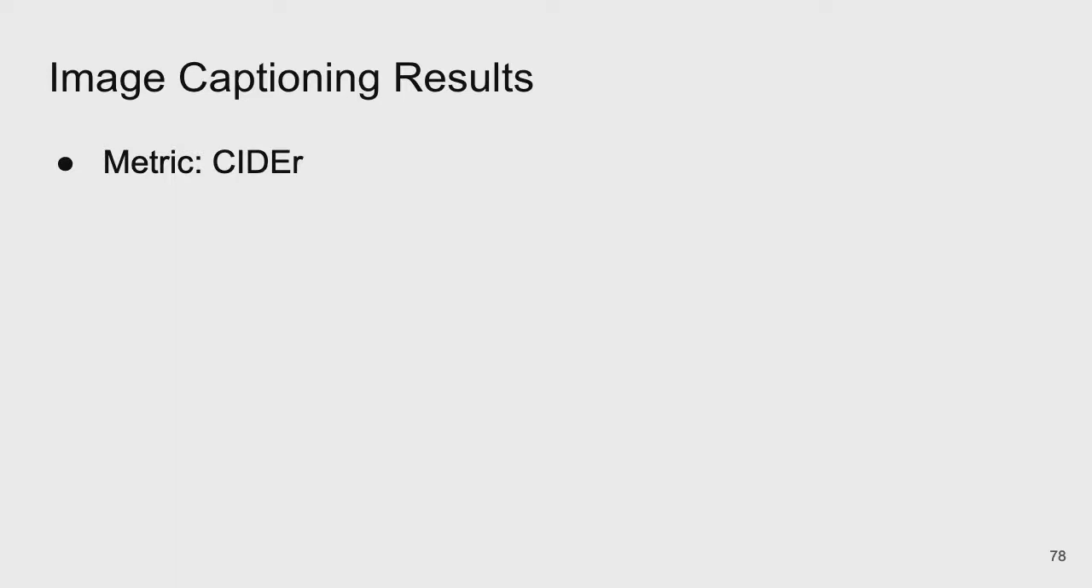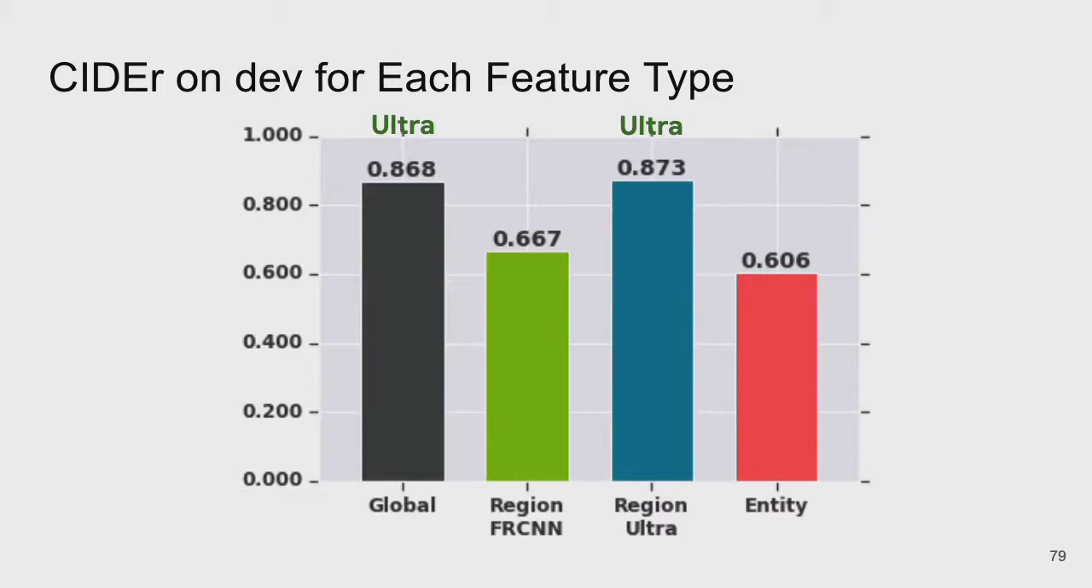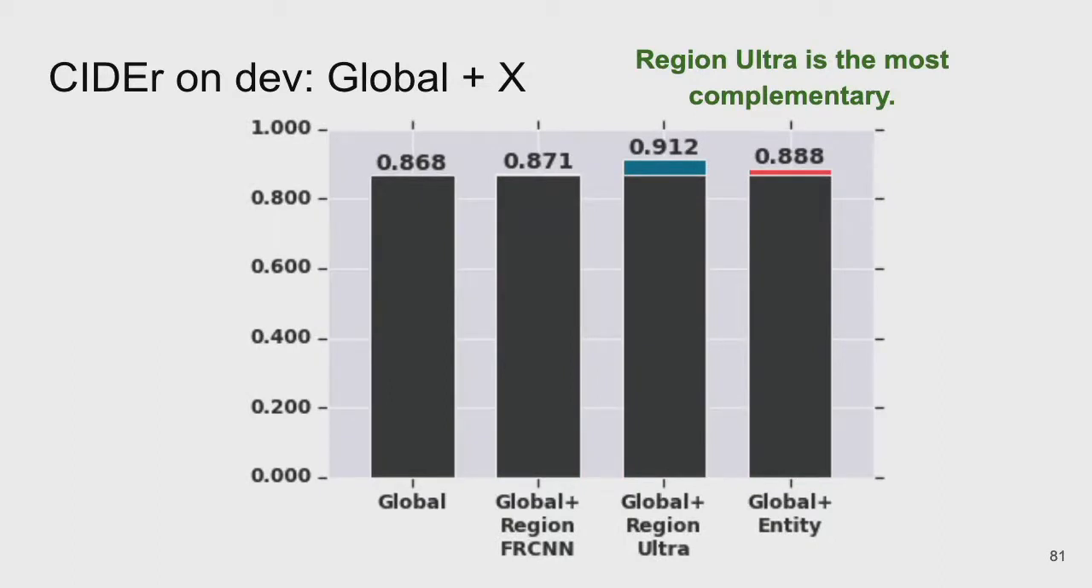CIDEr, let me see if I can get this correctly. Basically, it uses both precision and recall with some reweighting, and these weights come from corpus statistics of the captions. So this is CIDEr. Remember, there are four types of visual features, right? And the ultrafine-grained one gives a really high CIDEr score, either global or regional. The entity and default features by Faster RCNN are not so good. Now I want to add each of these three to the global features. Again it turns out that the ultrafine-grained one is the most complementary, meaning once you add it to the global features, the gap between the baseline and the result is the biggest. You were going to? No, I'm just looking.